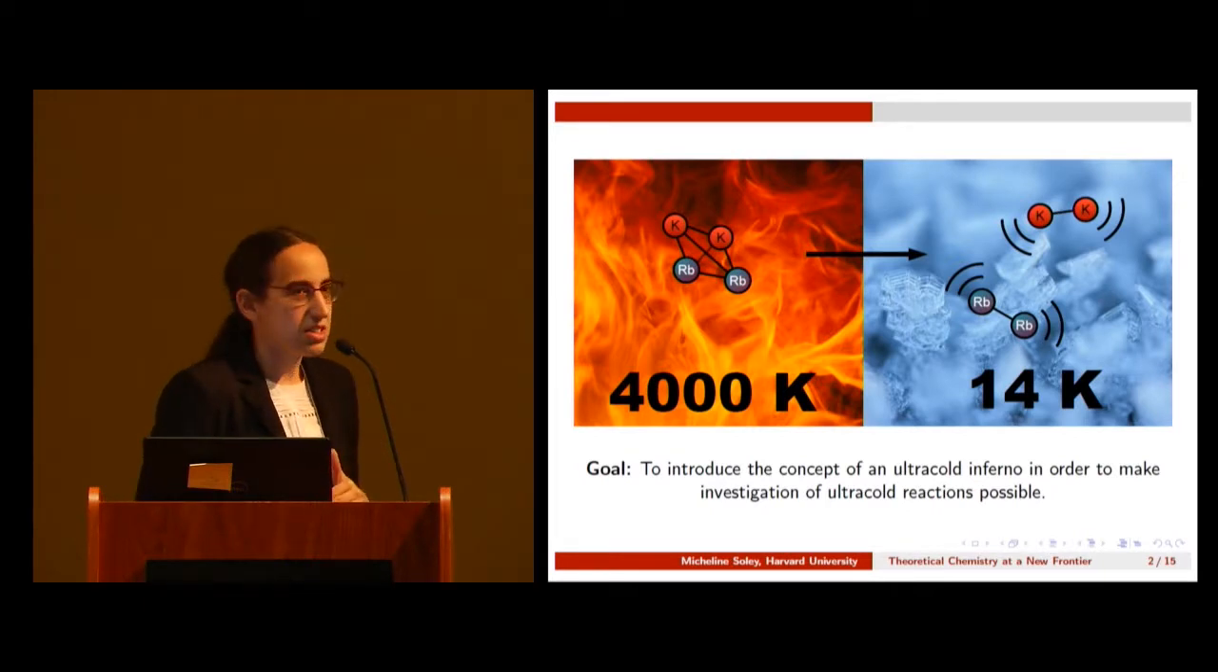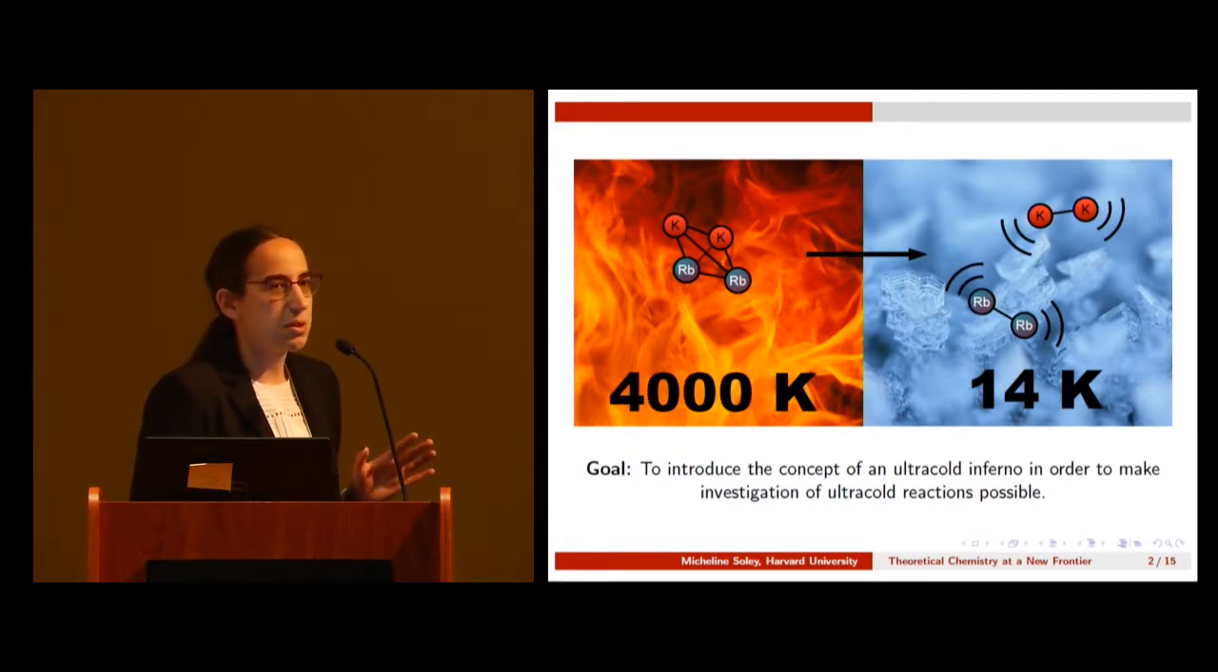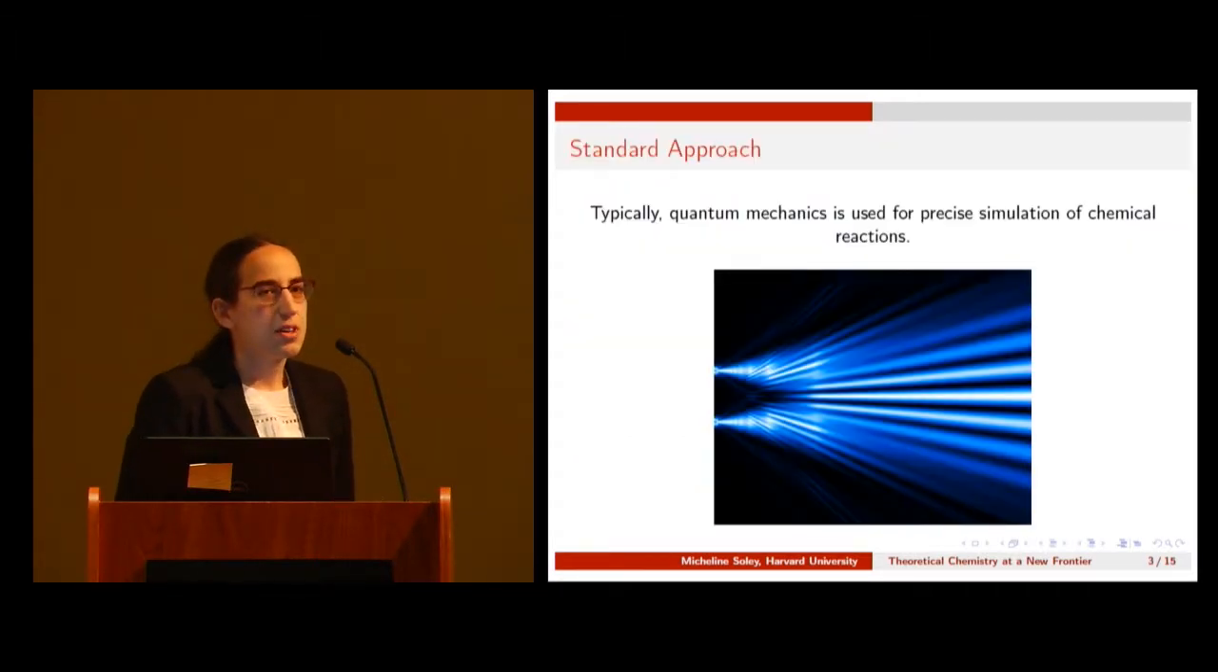So what we want to do is make it possible to simulate product formation from the four atom complex. And in order to make this happen, we have to recognize that the reaction acts as a kind of ultracold inferno. The problem in simulating this reaction is that typically when people look at ultracold reactions, they use quantum mechanics, because quantum mechanics is very exact and includes quantum effects such as quantum tunneling or interference, like you might see in a double slit experiment.